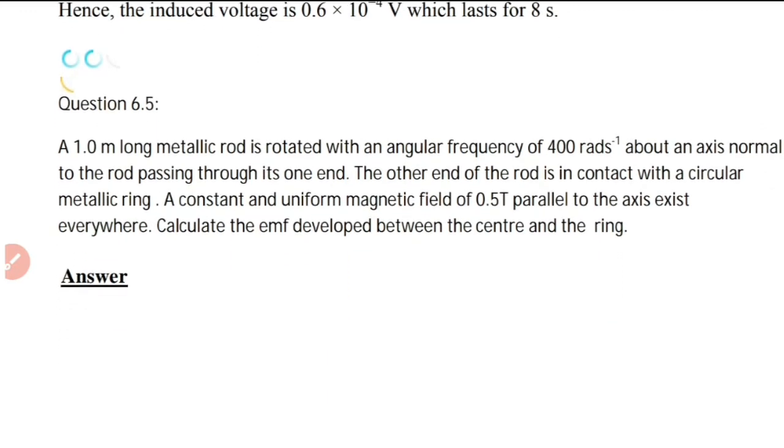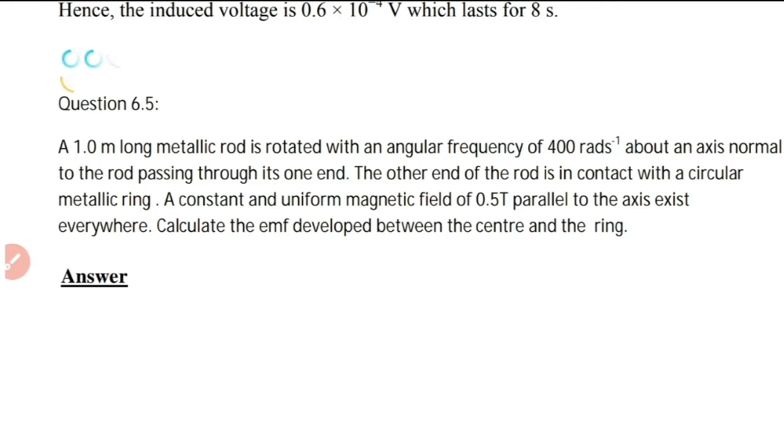A 1 meter long metallic rod is rotated with an angular frequency of 400 radian per second about an axis normal to the rod passing through its one end. The other end of the rod is in contact with a circular metallic ring. A constant and uniform magnetic field of 0.5 Tesla parallel to the axis exists everywhere. Calculate the EMF developed between the center and the ring.